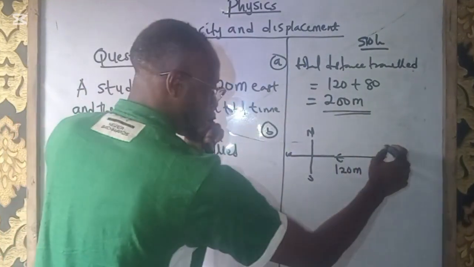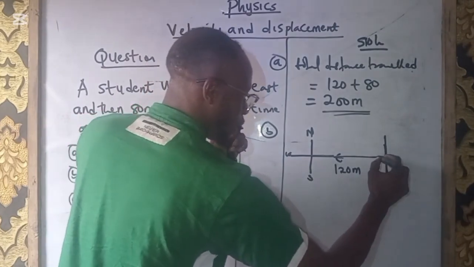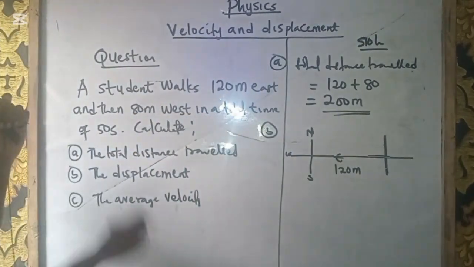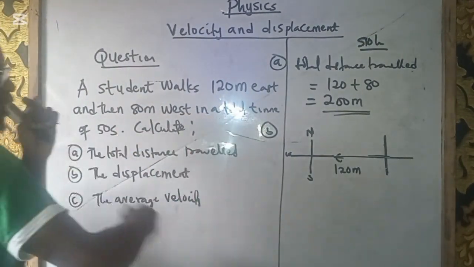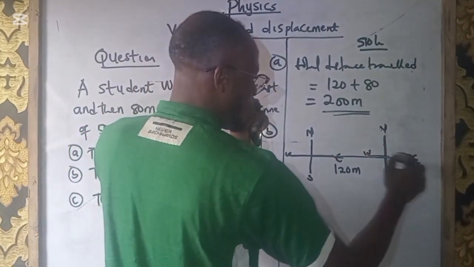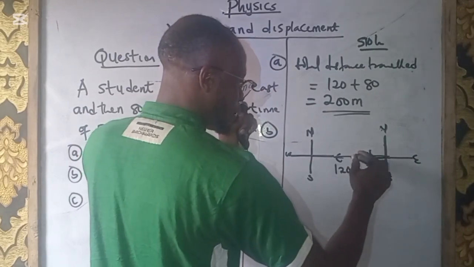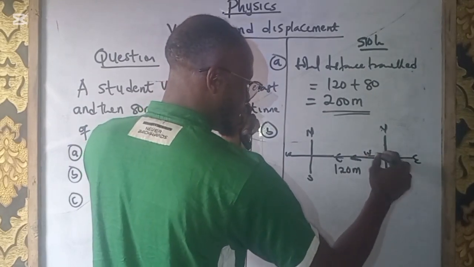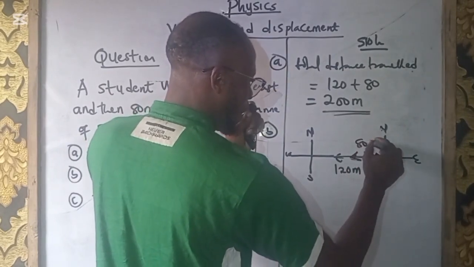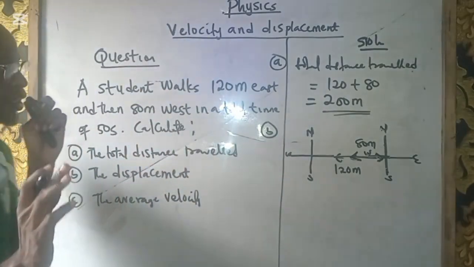Let me put another cardinal point here. This is where he gets to. He walks 120 meters east. And then 80 meters west. That means after getting to this point, this is another cardinal point. So he walks back. Can you see that? He walks back. He walks like this before to this direction. Then he now walks back 80 meters. That is the meaning of what is happening there.